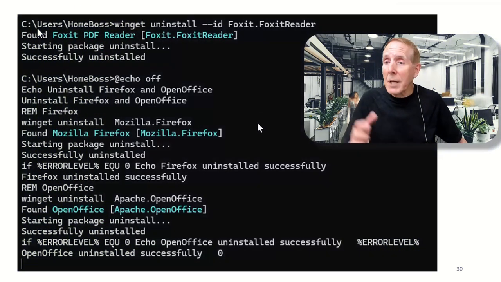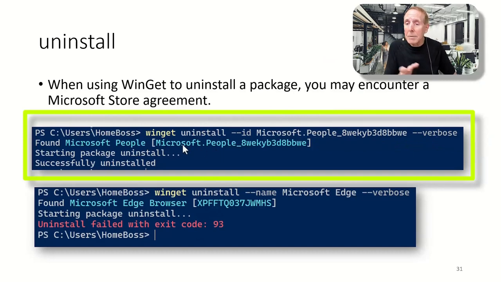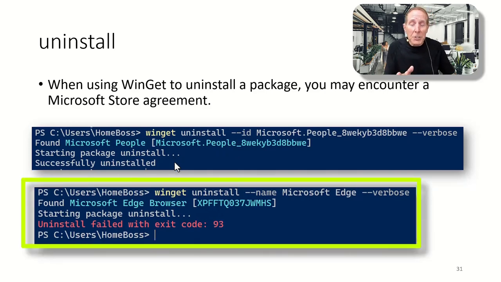And here's a sample of the batch file that I created as it uninstalls different packages. So here's an example where I did an uninstall of the Microsoft People app. It came out flawlessly. And then I decided, let me see if it will uninstall Edge. You know, this is the holy grail of Windows. So I tried to uninstall Edge browser, and it didn't uninstall it.